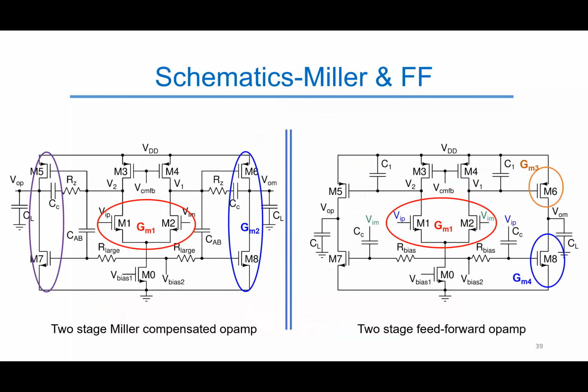In order to validate the theory, we simulated the Miller and the feed-forward architectures using transistor-level schematics in a standard 130 nanometer CMOS process. The schematic on the left shows the Miller compensated op-amp, while that on the right shows the feed-forward structure. For fair comparison, both of them have been designed for the same bandwidth of 10 MHz.